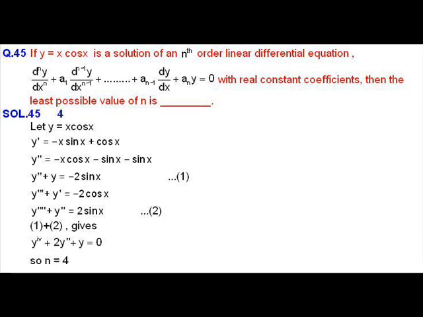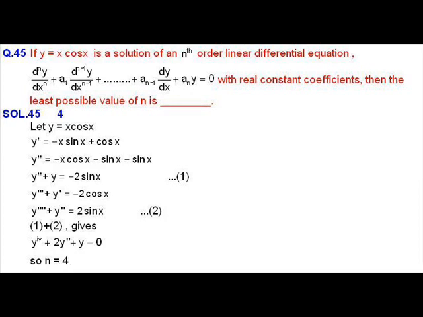So further differentiate this equation. When we differentiate it more, we have y triple dash plus y dash is equal to minus 2 cos x. Again, this third order differential equation has y is equal to x cos x as a solution, but it's not homogeneous. So further differentiate it. When we further differentiate it, we have y fourth derivative plus y second derivative is equal to 2 sin x.